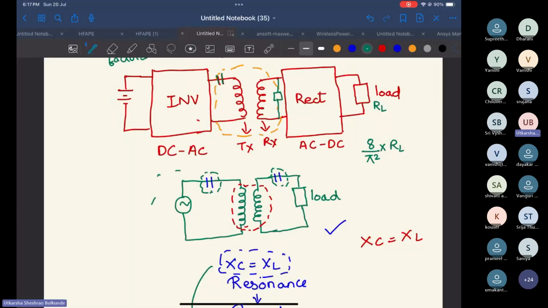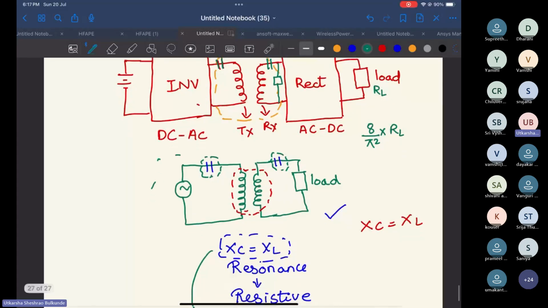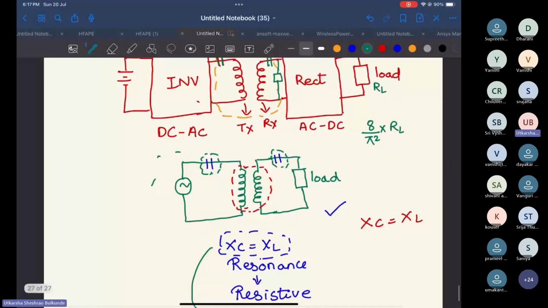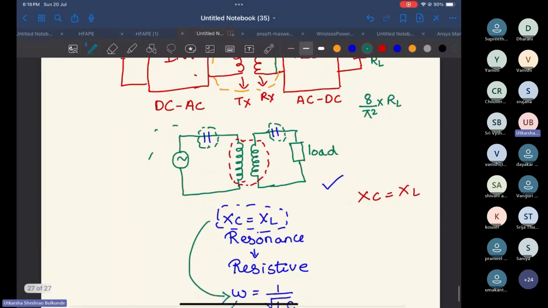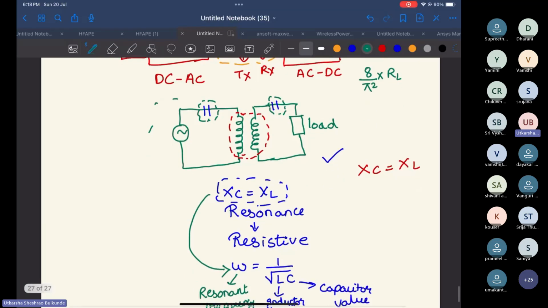So we will put a capacitor here such that Xc will become equal to XL, right? So this is the condition for resonance. And you know at resonance, your circuit becomes purely resistive, right?